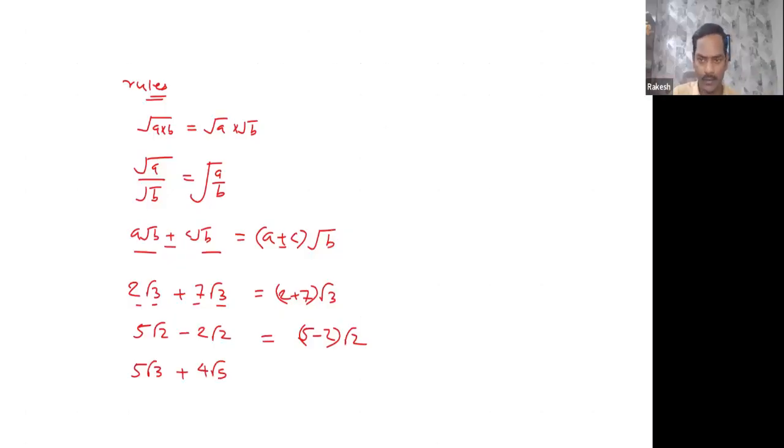They will remain as it is. Why so? Because the under root portion is not same. The under root portion is not same, so we can't do that, right? So these are the simple rules. If any rules are there, I'll be using them for solving any question, and then and there itself, I'll be discussing those rules. So let us move to some basic questions, right?